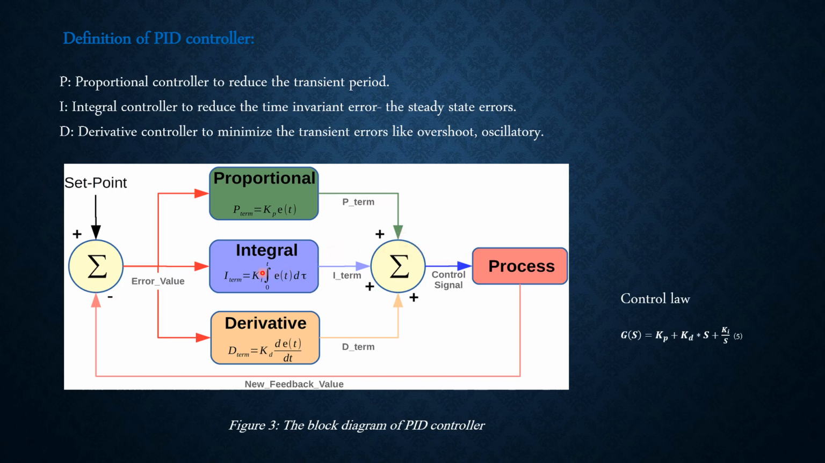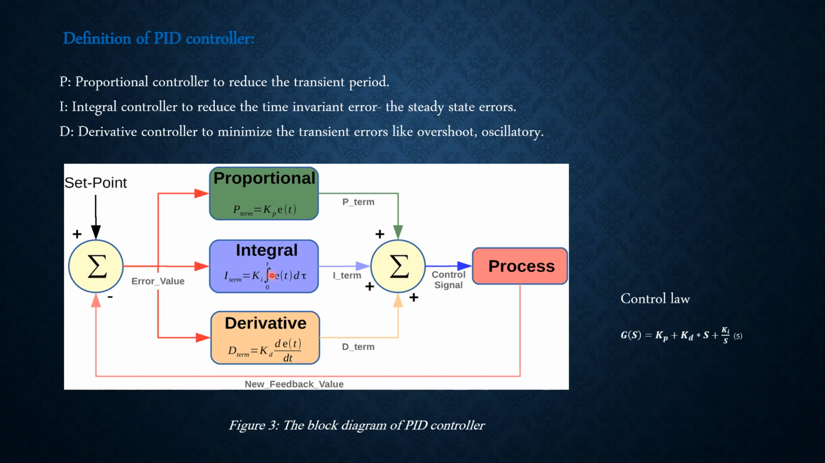The second component is integral, which we see as the I term. This term accumulates the past errors over time, helping to eliminate steady-state errors that may occur with only the proportional term. It brings the system to the set point over time and helps mitigate the offset.